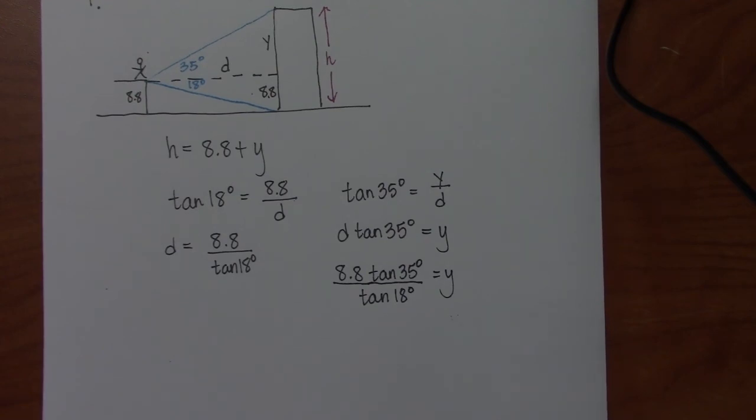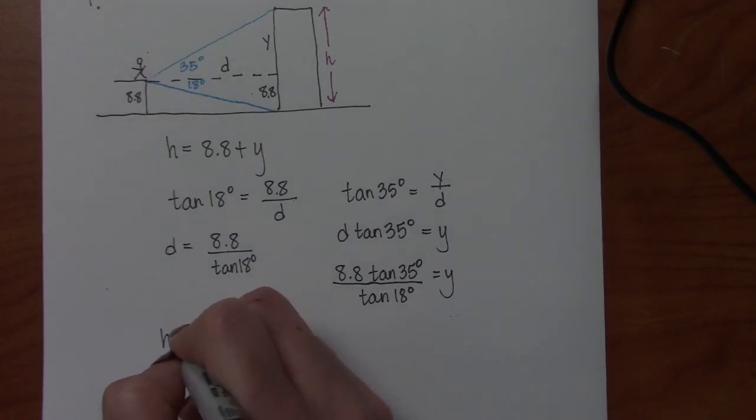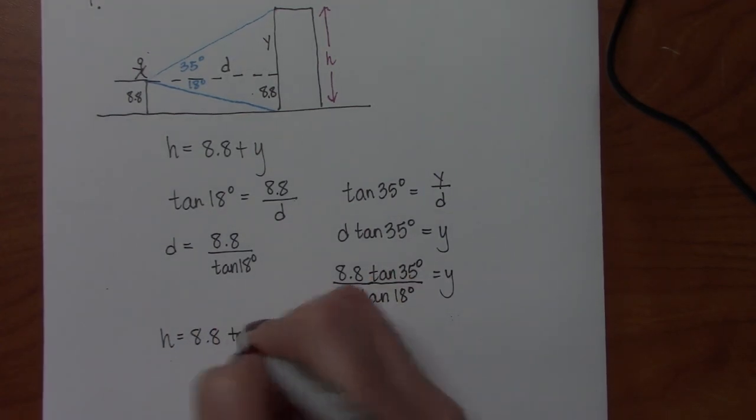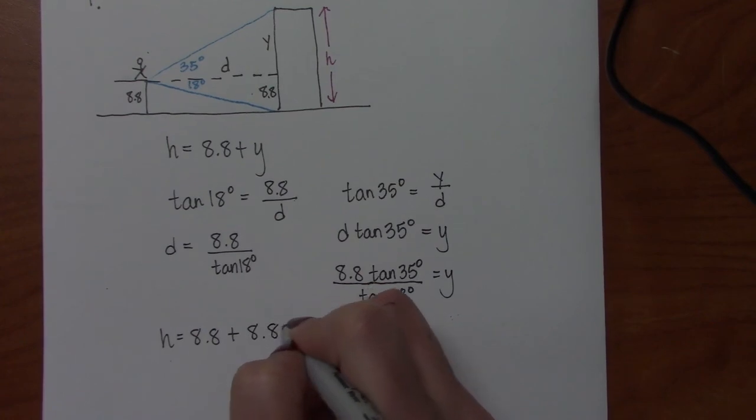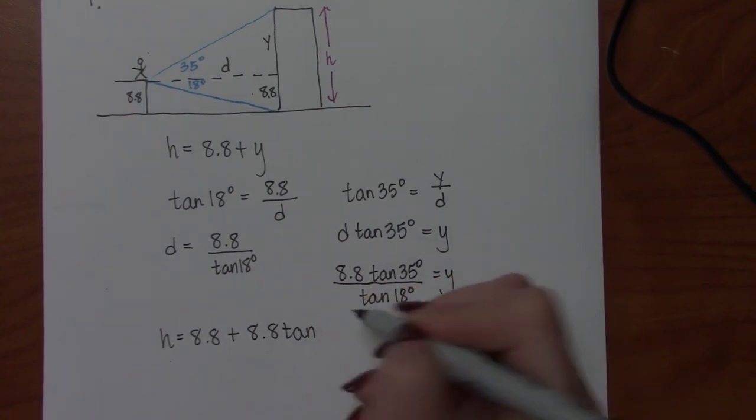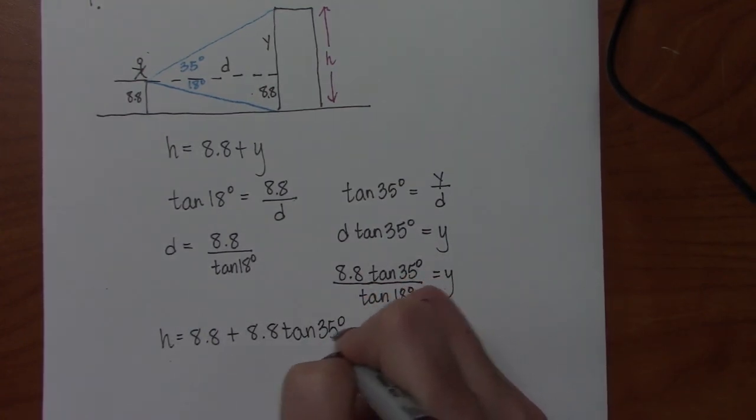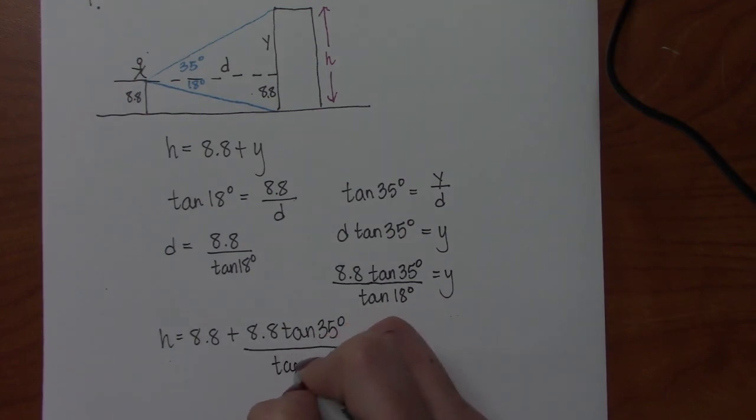So I'm almost done, because the goal was to find the height of the building. So the height of the building is 8.8 plus y, which is 8.8 tan 35 divided by tan of 18.